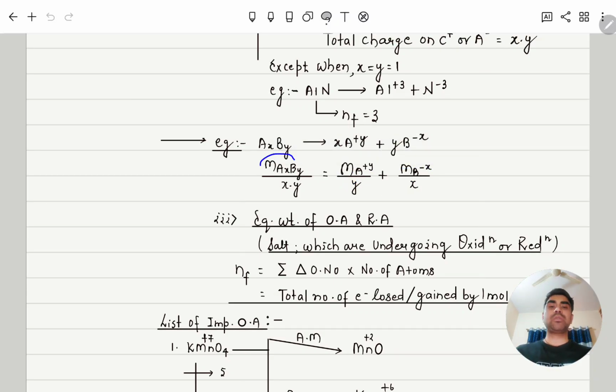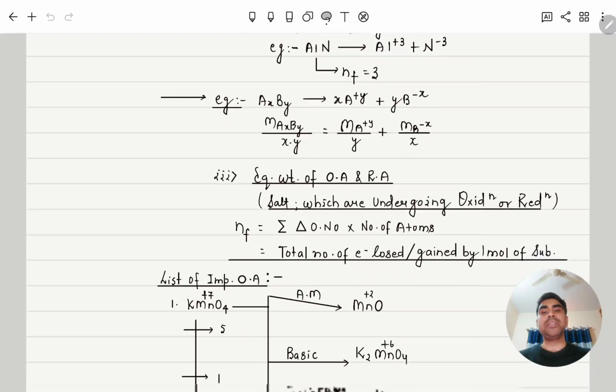Clear? So here you can see its molecular mass divided by N factor, x and y. Here its molecular mass divided by N factor, which is the charge. No need to bother about the stoichiometric coefficient. Here also molecular mass divided by its charge. That is the N factor.